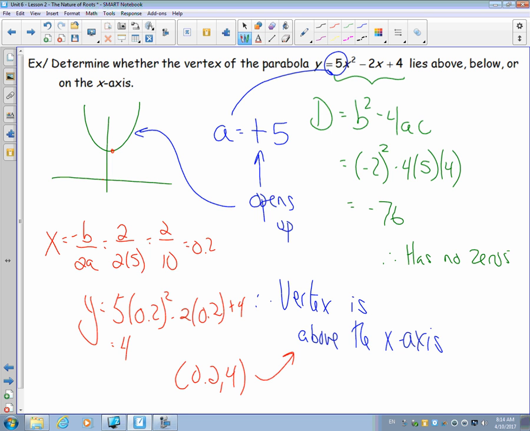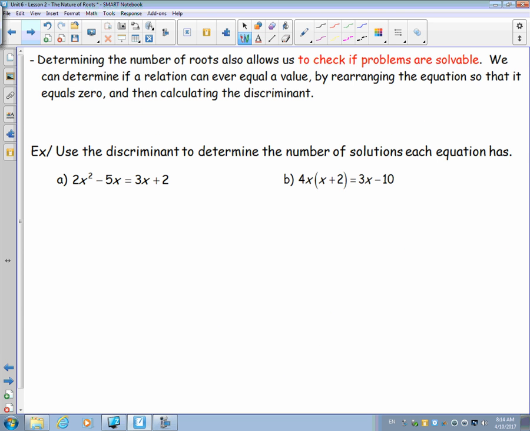So just different ways. I think the idea of discriminant and direction of opening is helpful, but if you want to go back to simple calculations, we can do that too. All right, some more problem solving. The whole idea of this is to see if a problem is solvable. If it has roots, that means it has solutions, which means it's solvable. If it doesn't, stop, I can't solve it. There's no point in trying to solve it. No roots.